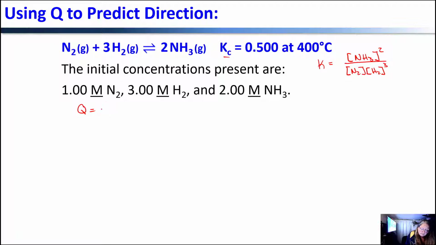Q is going to equal my NH3, which is 2.00 squared. So remember, we're going to use Q to figure out if we're at equilibrium yet. So 2 squared divided by my N2 and my H2 concentrations. So my N2 is 1.00 times my H2, which is 3.00, and that is cubed. So what do we get? 4 divided by 27. It's definitely going to be smaller than that.